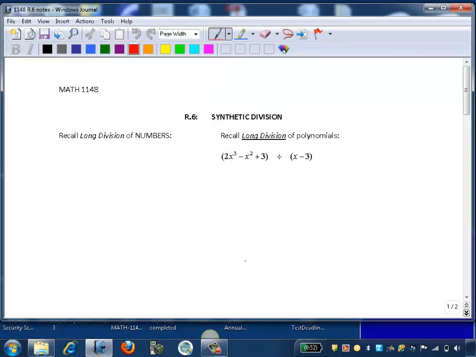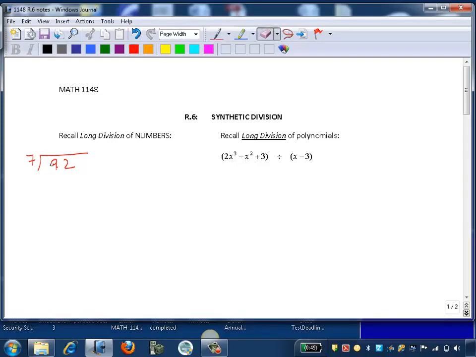Section R.6, Synthetic Division. Let's first recall how to use long division to divide numbers. It may have been a while since you've done this, so let's just review a basic example. If we want to divide 92 by 7, we put the 7 in the left corner, and we put the 92 underneath the division bar.